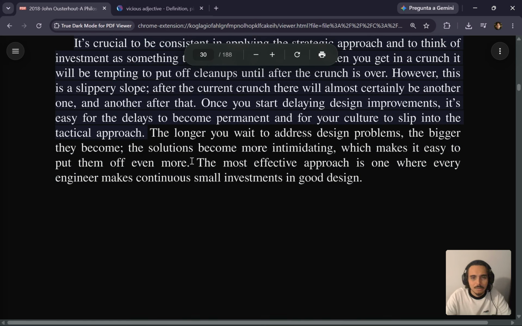The bigger it becomes, the more intimidating the solution is, which makes it easy to put off even more. The most effective approach is one where every engineer makes continuous, small investments in good design.